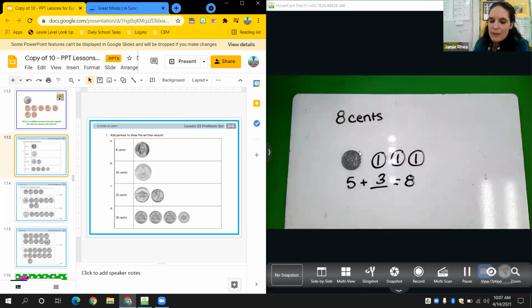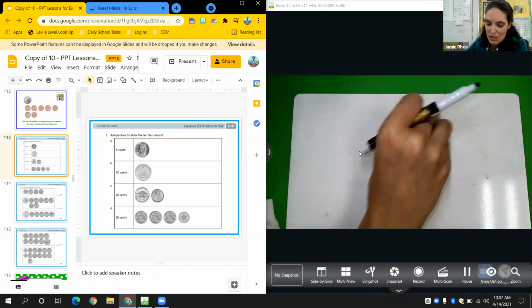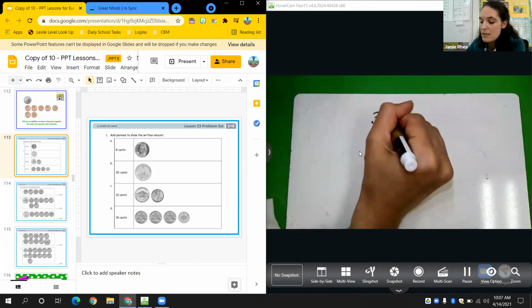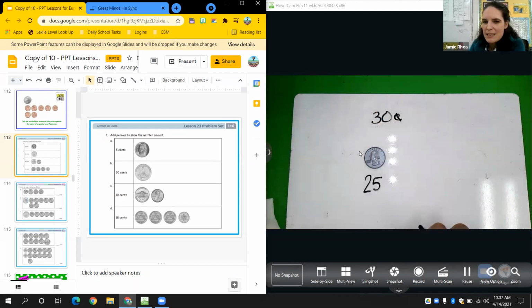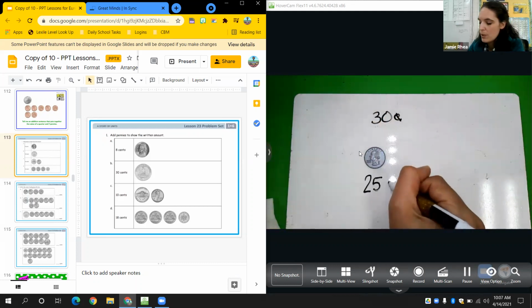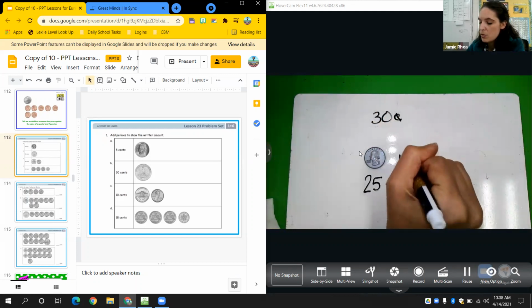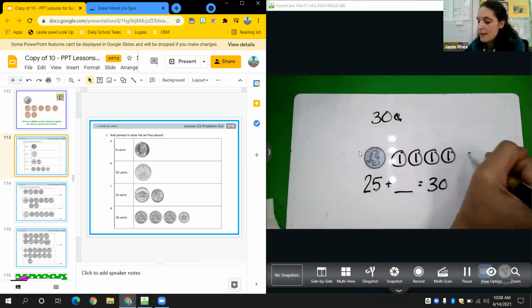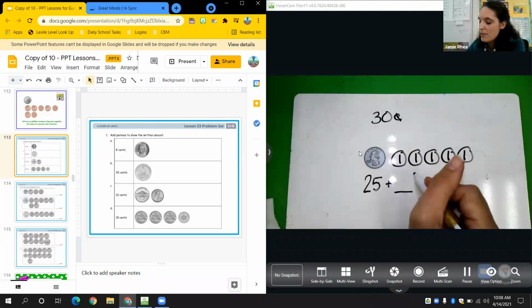Okay. Now let's look at B. B wants you to take 25 cents and make it into 30 cents. So I have 1 quarter trying to make 30 cents. I know that a quarter is 25 cents. How many pennies do I need to get to 30? Well, 25 plus something equals 30. So 25, 26, 27, 28, 29, 30. How many pennies did I draw? 1, 2, 3, 4, 5.